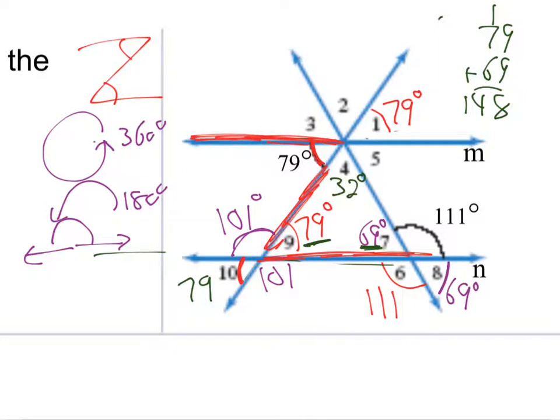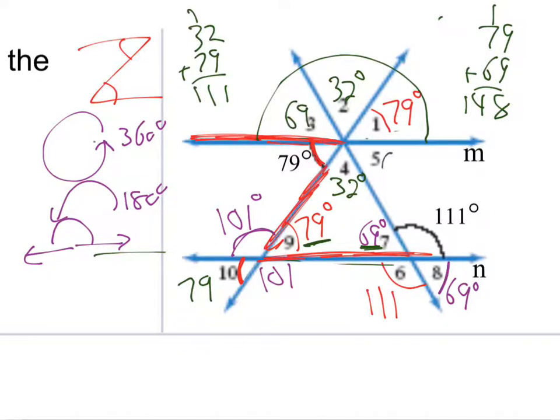32. That one's got to be 32 to make 180 inside that triangle. And then diagonal. This one's 32 because that's diagonal. And now we can do the 180, right? The top of that line has to be 180. So add the 32 and the 79. So add 111. What does that leave? 69. And this is diagonal 69.